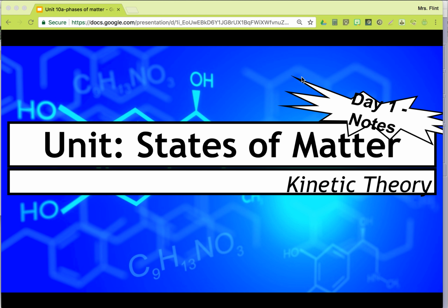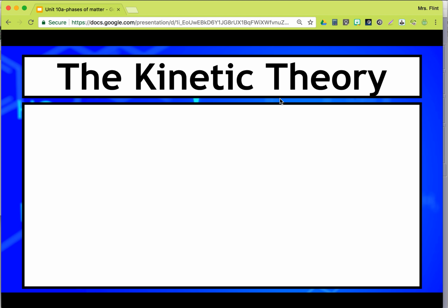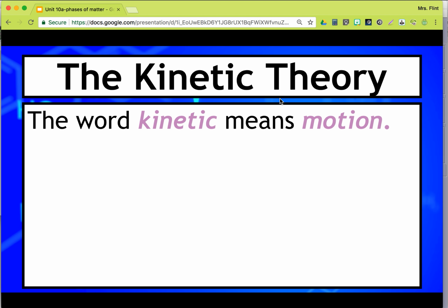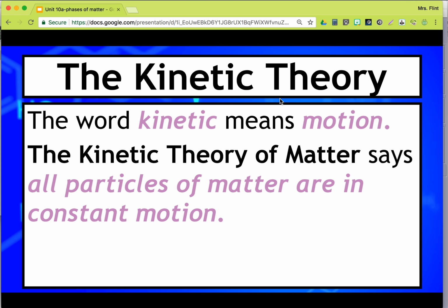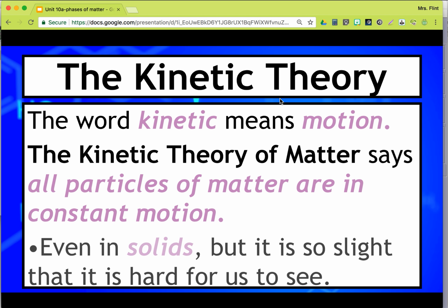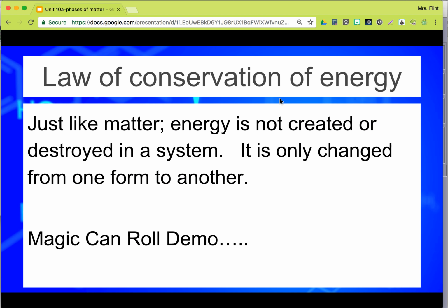This is Day 1 Notes, States of Matter, and today we're going to be starting the kinetic theory. The word kinetic means motion, so it's the energy of motion. The kinetic theory of matter says that all particles of matter are in constant motion, even in solids, but the movement is so slight that it's hard for anyone to see.